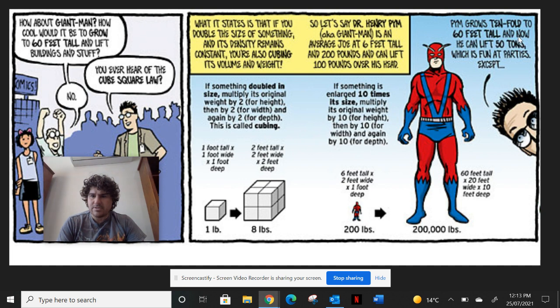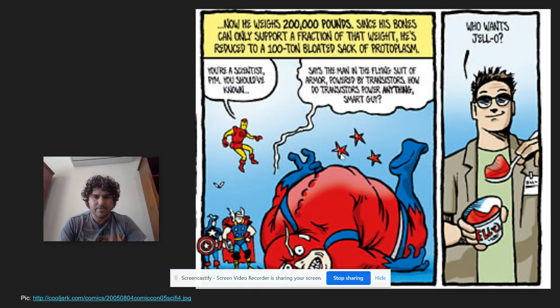Now, it says that he can lift 50 tons, except he now weighs 200,000 pounds. Since his bones can only support a fraction of that weight, bones and muscles have what we call a finite bearing load. They can only cope with a certain amount of weight before they don't work or they rip or they tear. That's why athletes and people doing sport get injuries. Our bones and our muscles can only cope with a certain thing. So it's not as easy as just making something bigger.